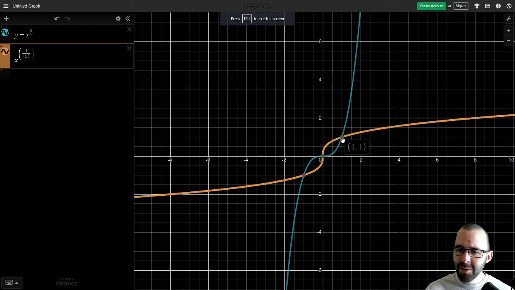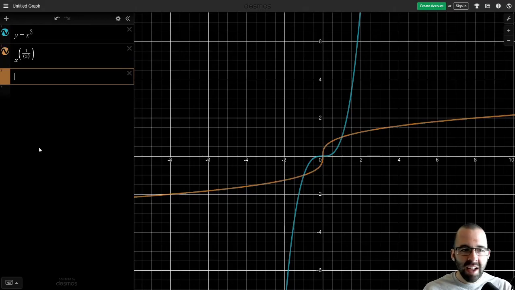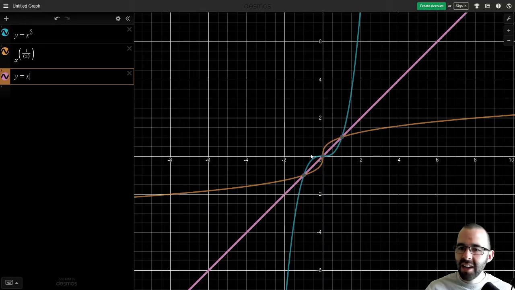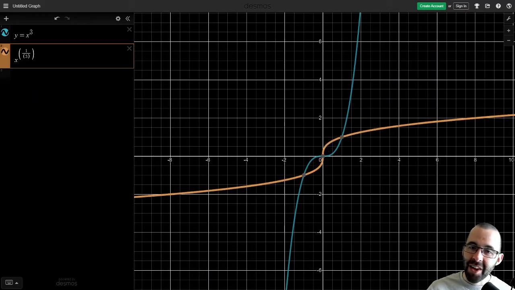Interesting geometric relation, by the way, between these two, don't you think? They make this sort of symmetric looking pattern. Wait a minute. It's like if you reflect the blue one around the pink, you get the brown one. Interesting. We're going to be talking about that in 3.7. These are inverse functions of each other.